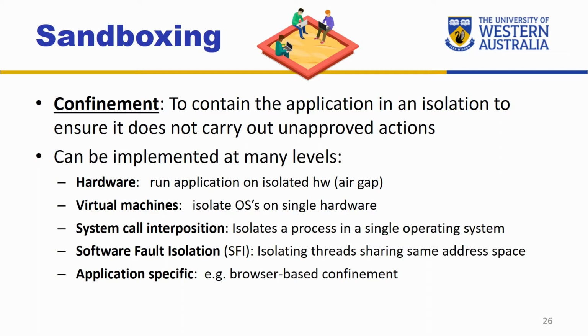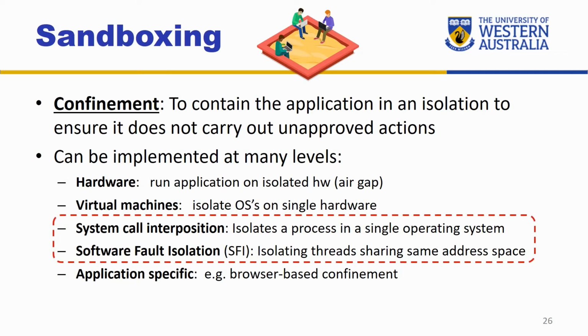A little bit higher level up is system call interposition, where the processes in a single operating system can be isolated. A little bit higher up is the software fault isolation, so we're looking at software level sandboxing, where different threads sharing the same address space can be isolated using some techniques. We'll have a look at it. And application-specific sandboxing is also applicable here, for example, browser-based confinements for different web pages that you visit. In this particular part, we will look at those two, the system call interposition and software fault isolation.